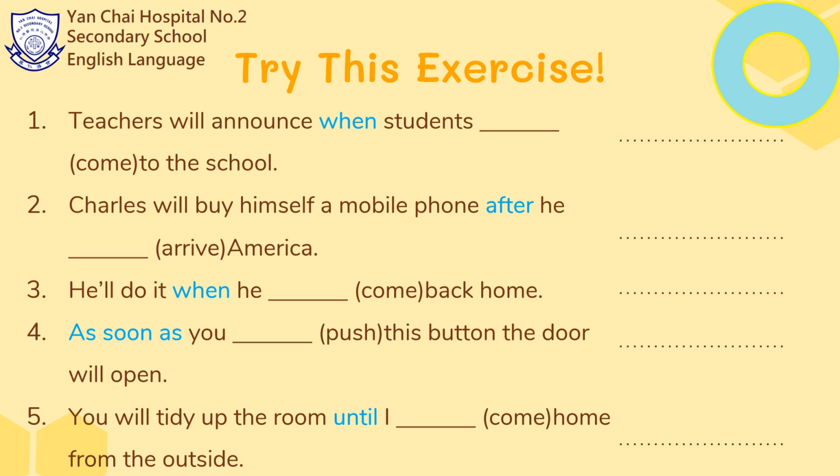Time's up, let's check the answers. First one, teachers will announce when students come to the school. So here the key word is when. That's why we use simple present tense. Second, Charles will buy himself a mobile phone after he arrives in America. So here we have the keyword after, so that's why we use simple present tense. And then we add s to the verb arrive because of the subject he. It's a third person singular.